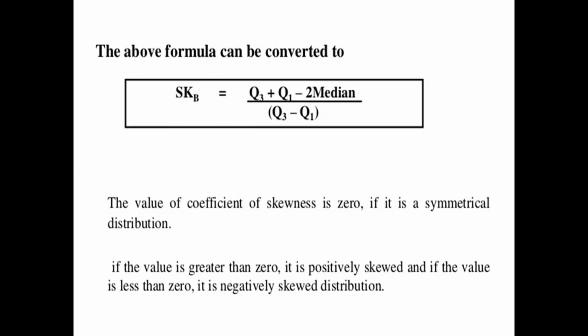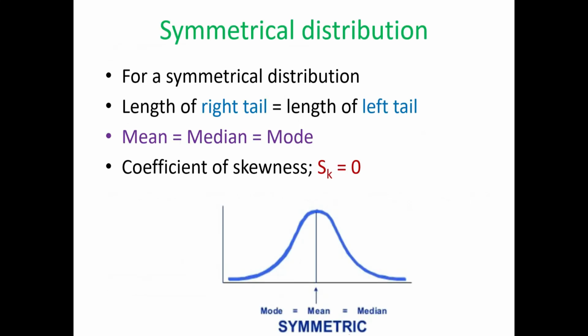And you can also convert the above formula into quartiles: Q3 plus Q1 minus 2 times median, divided by Q3 minus Q1. If the coefficient of skewness is 0, it is a symmetrical distribution. If it is greater than 0, it is positively skewed. If it is less than 0, it is negatively skewed.